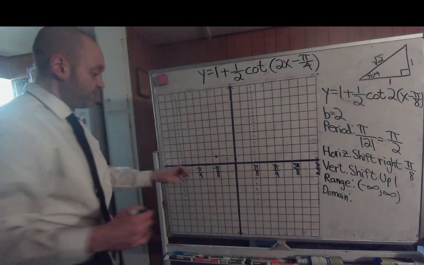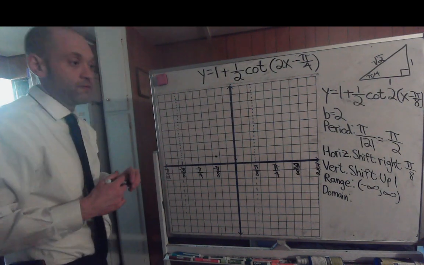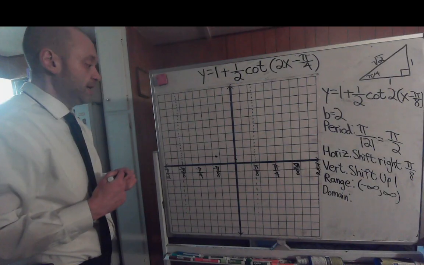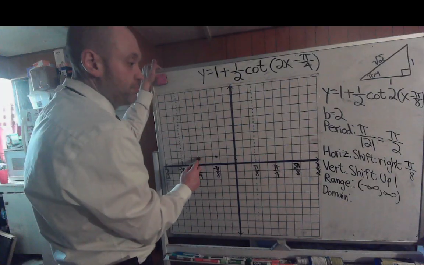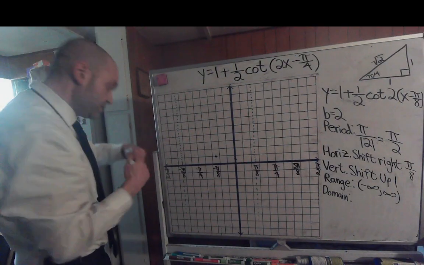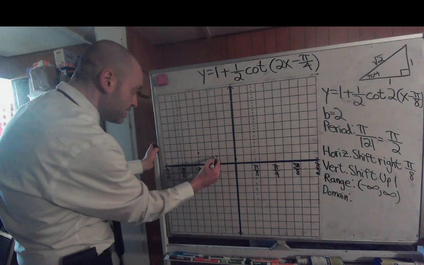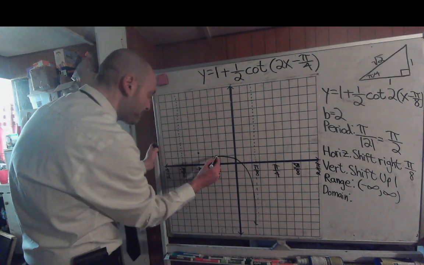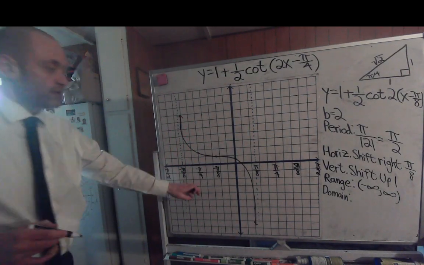Let's put in negative pi over 4. This would give me the cotangent of negative 3 pi over 4, which would end up being positive 1 times a half is 1/2, plus 1 is 1.5. So now we can go ahead and graph this. So there's your first period.